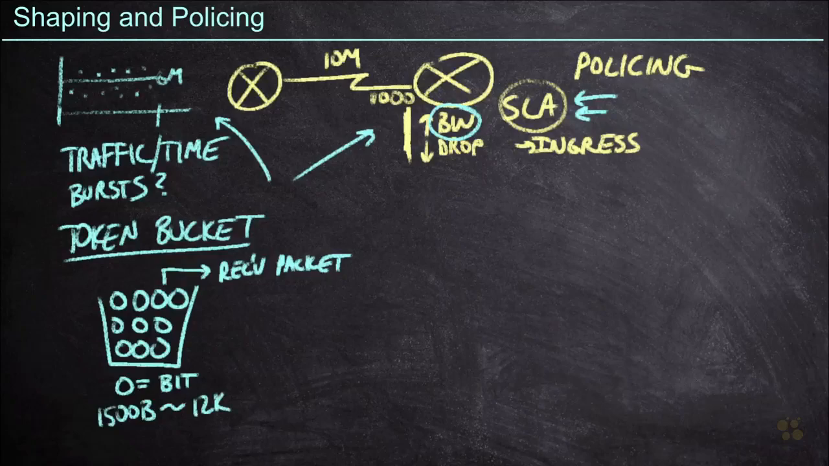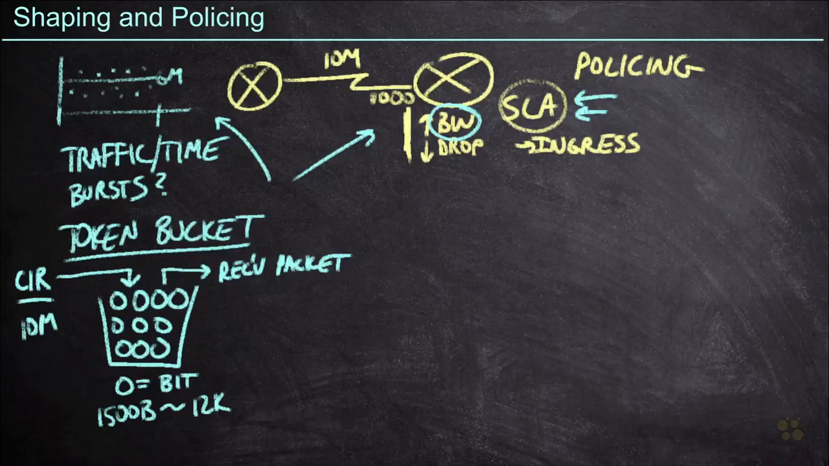So I'm pulling tokens out as I receive packets, but meanwhile, I'm going to be filling this bucket back up with tokens. I'm going to be replenishing those tokens at a particular rate, and that is known as the committed information rate. This is essentially what the SLA says. In our earlier example, we said that our SLA was 10 megabits per second. So in this model, I would be refilling this with roughly 10 million tokens per second.